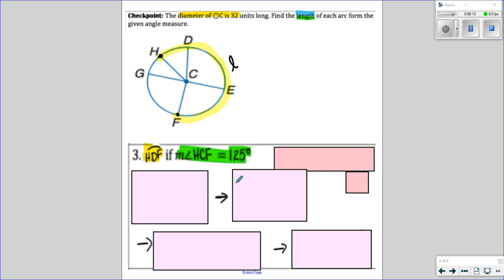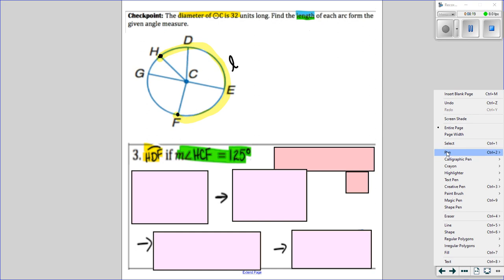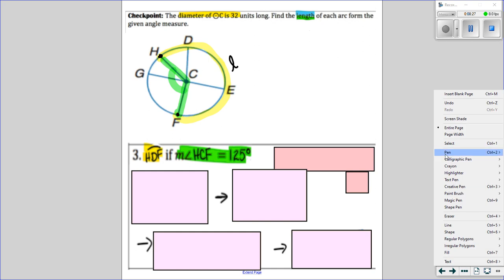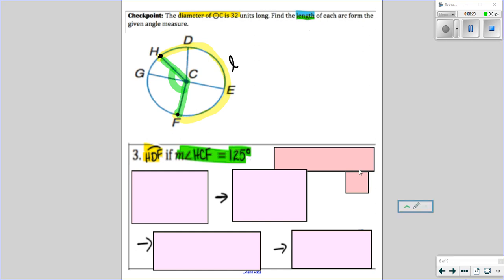They said that angle HCF is 125. So I'm going to highlight that. So this angle is 125 degrees. Put that in green. 125 degrees. All right, so we need to find the arc length.